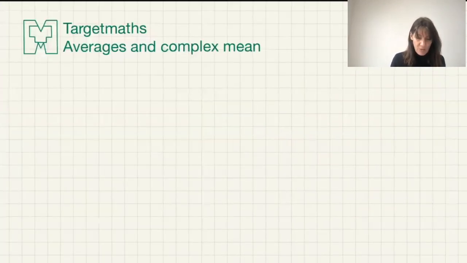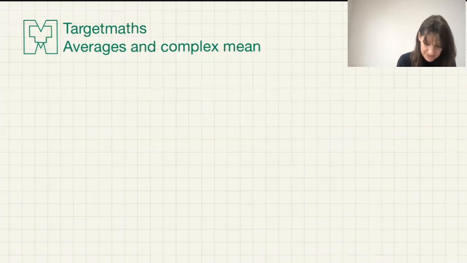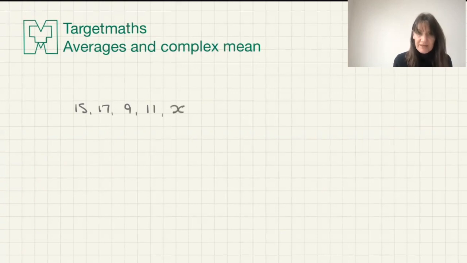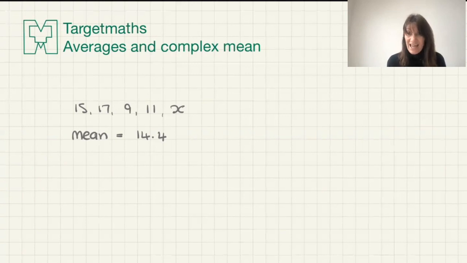All right, so we're going to warm up with something a little bit, hopefully straightforward, and then that will help us understand better how to do the harder questions. So let's say I have got 4 numbers. I've got 15, 17, 9, and 11. There's a 5th number in the data that I don't know. I'm being told the mean is equal to 14.4. And I'm being asked to work out that missing number, that 5th number, that X.